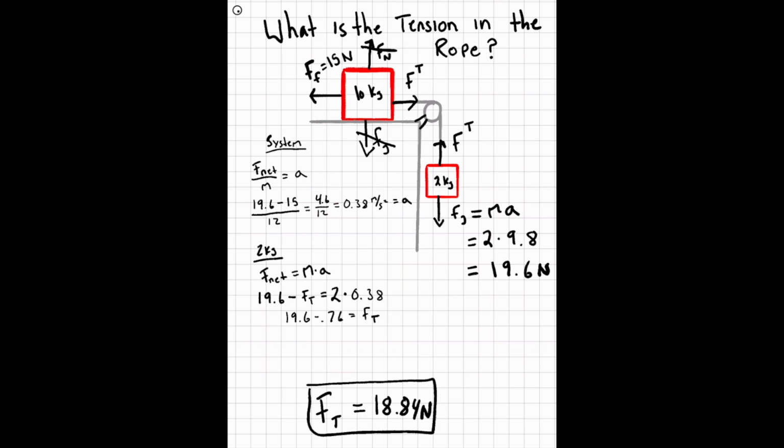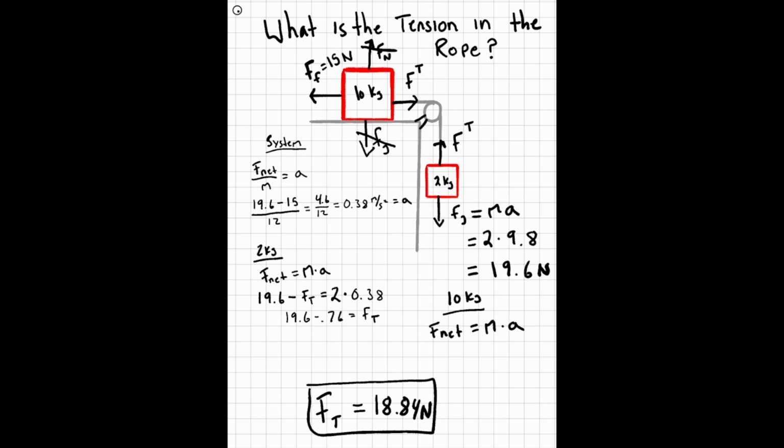Now, here's a bonus. You might be asking, well, why'd you pick the 2 kilogram block? Why'd you pick the vertical tension force? What about the horizontal tension force? Well, let's do that for fun. Because you could have analyzed the 10 kilogram block and you would have discovered that it is subject to Newton's second law of motion as well.